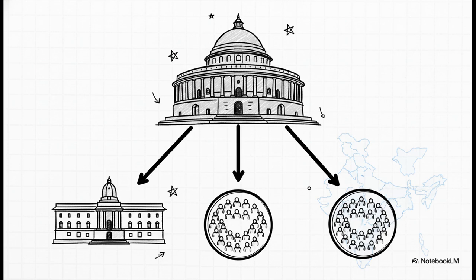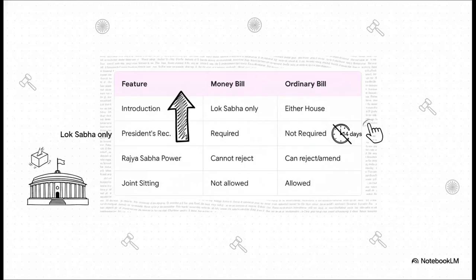Pretty straightforward. But check this out. Not all laws are treated the same way. This table shows the special fast-track process for what are called money bills, anything to do with taxes or spending. And the bottom line is this. The Lok Sabha, the house that we, the people, elect directly, has the final say. The Rajya Sabha can talk about it, they can suggest changes, but they can't block it for more than 14 days. This makes sure the government that people elected can actually govern.